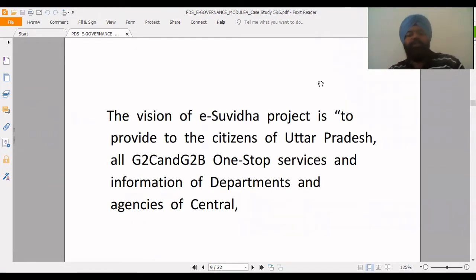So the vision of the E-Suvidha project is to provide to the citizens of Uttar Pradesh all G2C and G2P one-stop services and information of departments and agencies of the central government.